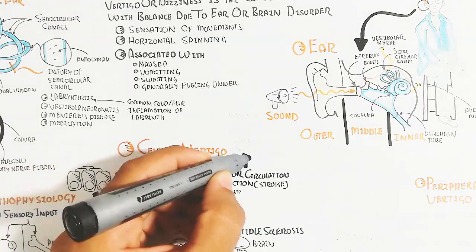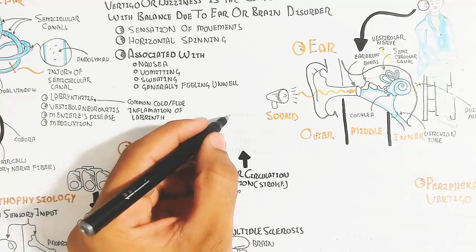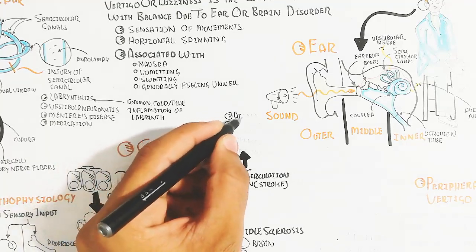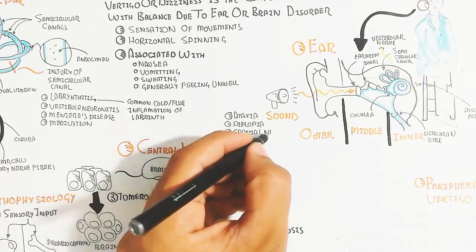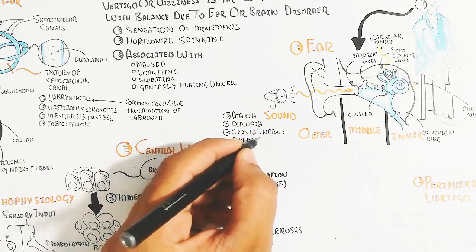Posterior circulation infarction or stroke will cause symptoms and signs such as ataxia, diplopia, and cranial nerve defects, as well as limb weakness.